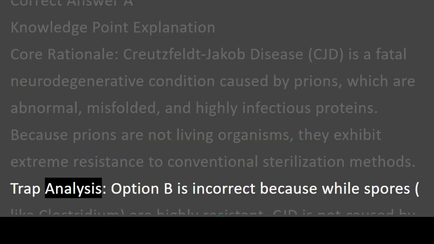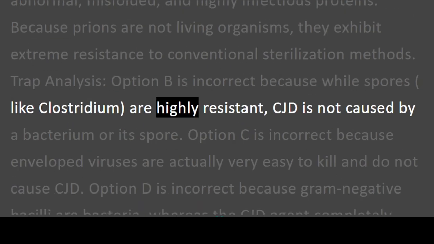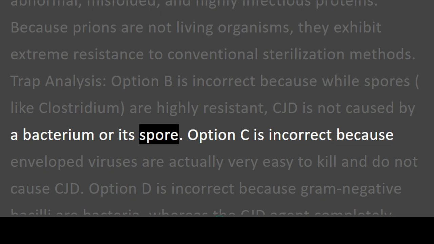Trap analysis. Option B is incorrect because while spores, like Clostridium, are highly resistant, CJD is not caused by a bacterium or its spore.